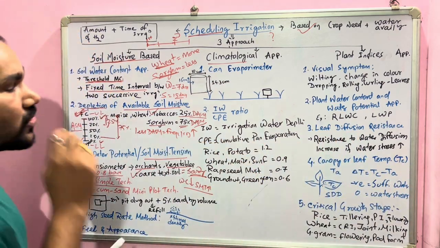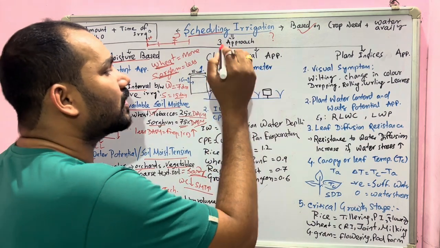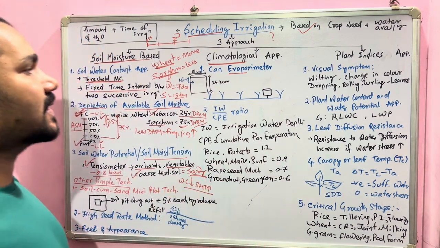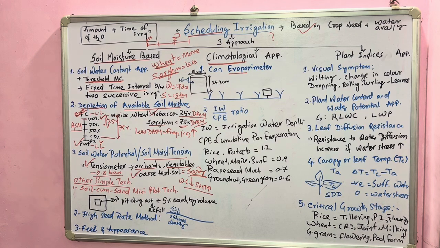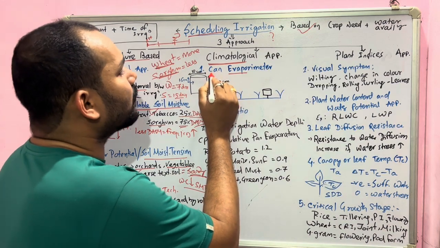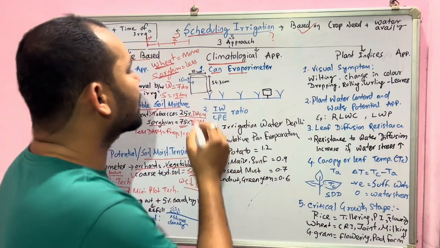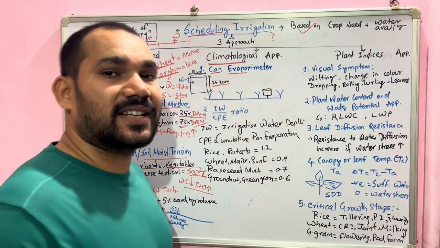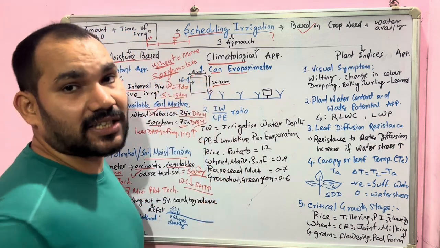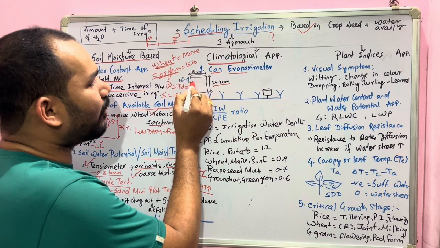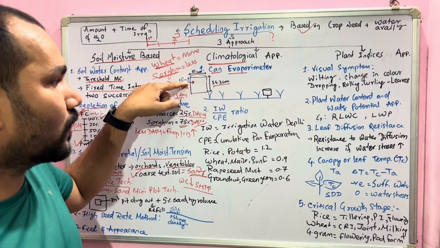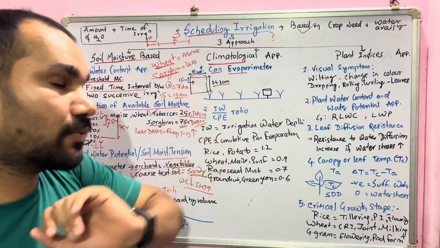Okay, so in the climatological approach, first of all you have to measure the evaporation loss. The first method is the can evaporimeter method. In this case, first of all you should know the can. Normally we take a can where the height is 14.3 centimeter and the diameter is 10 centimeter. And there is a pointer which is just 1.5 centimeter below the brim. Okay, this is my pointer. First of all, this is the can.